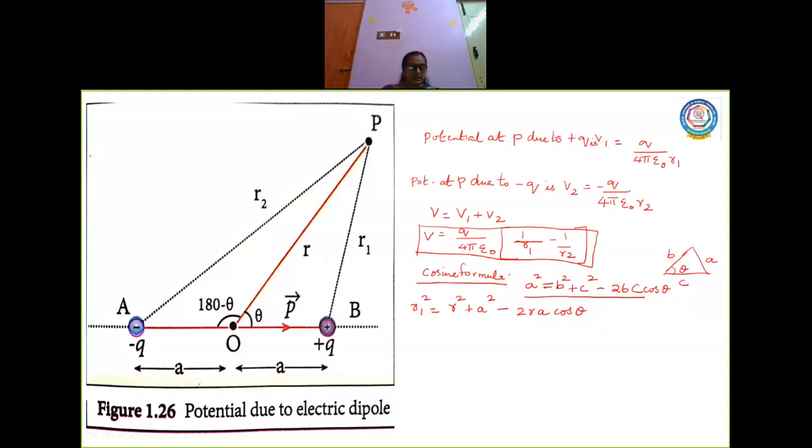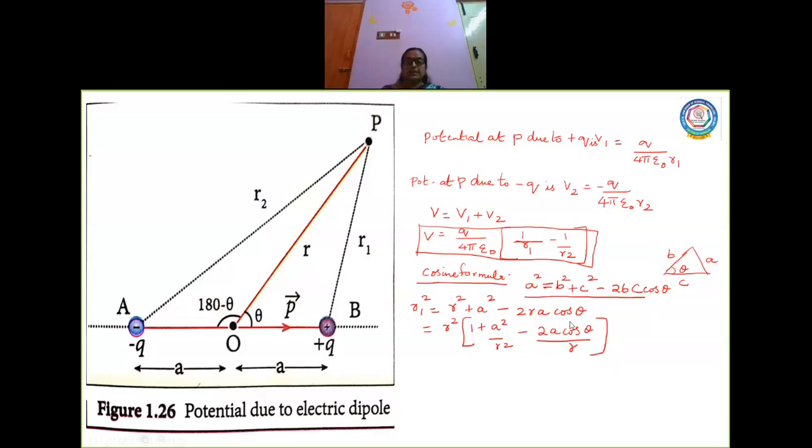Now I will multiply and divide each term by r square on the right hand side. When I multiply and divide by r square and take r square common, inside we have 1 plus a square by r square minus 2a cos theta by r. You understood how I got this?